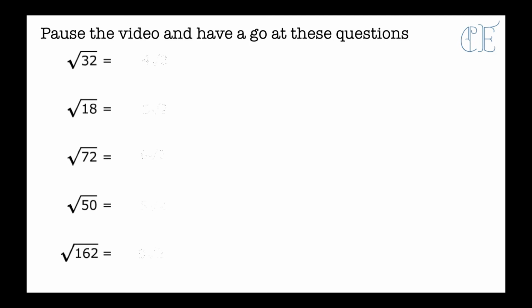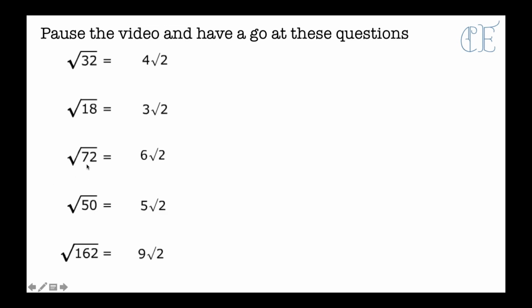Okay, if you've had a go, here's the answers. So, the square root of 32 is 16 times 2. The square root of 16 is 4, and then we're just left with 4 root 2. Here we have 18. The square root of 18 can be opened up into 9 times 2. The square root of 9 is 3, and then you have root 2 on the end.